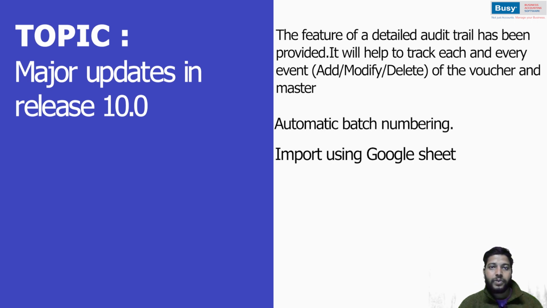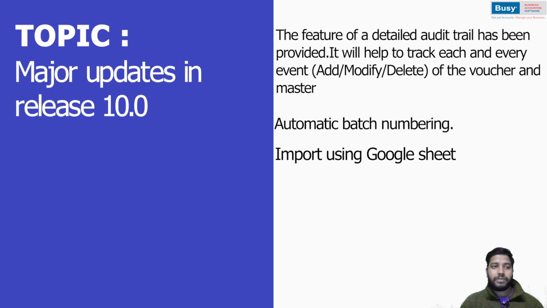We will discuss the audit trail changes that have been introduced in this release 10.0. The feature of a detailed audit trail has been provided. A detailed report was not available earlier, so it has been introduced in this release. It will help to track each and every event: add, modify, delete. Whether you add, modify or delete a voucher or master, it will be visible to you in a detailed way. Let's see how it has changed and how it looks now.